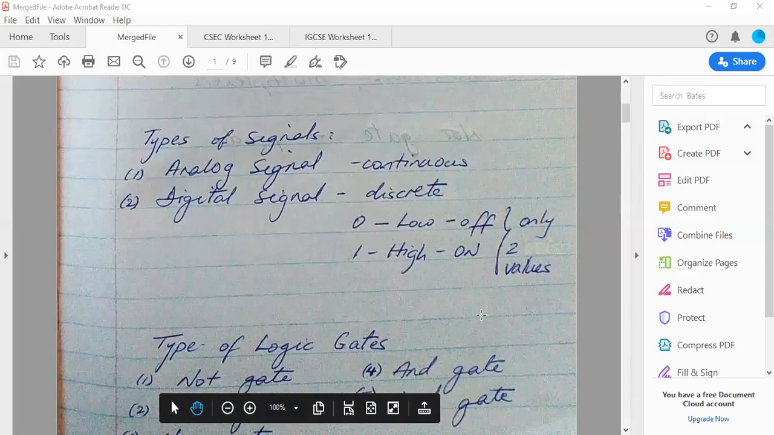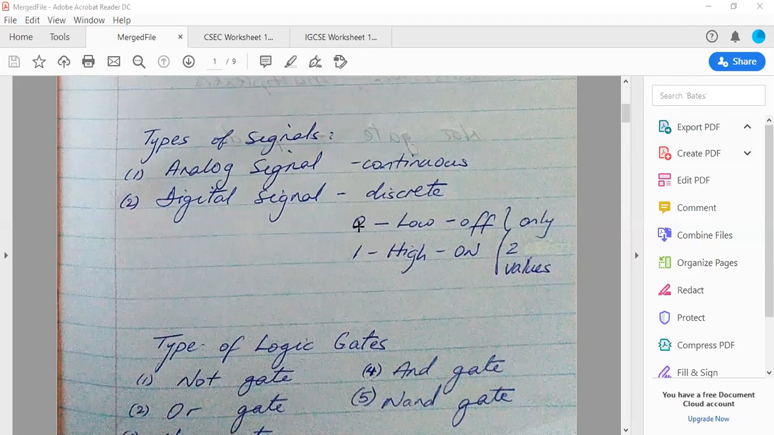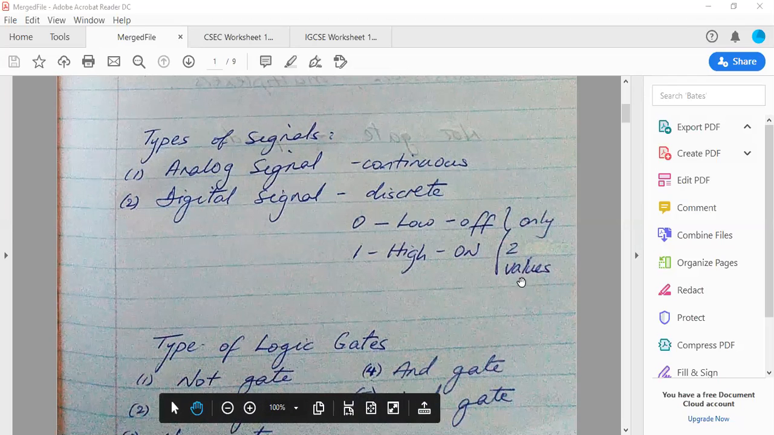We also spoke about two types of signal, analog and digital. I said that analog signals are always continuous, meaning that they are always varying between zero and infinity. However, for digital signals, you only have two values, 0 and 1. 0 being low or off, as you see in the document there, and 1 being high or on.